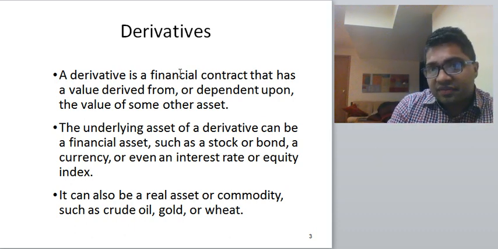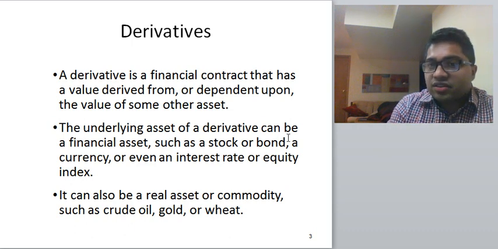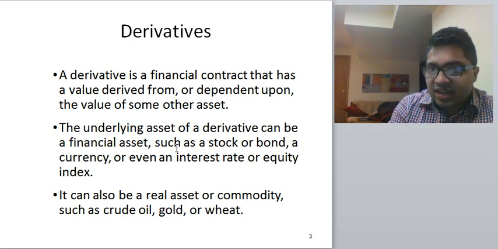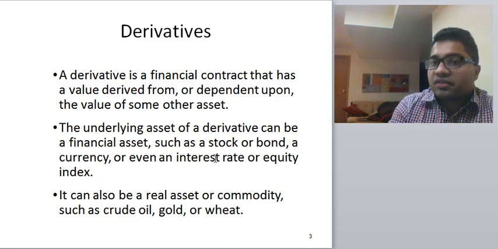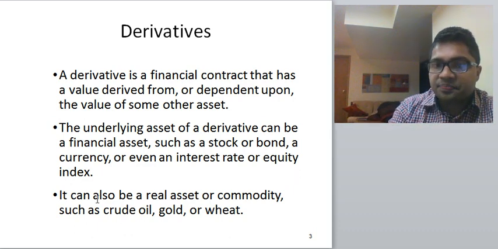So a derivative is a financial contract that has its value derived or dependent upon the value of some other asset. The underlying asset of the derivative can be a financial asset such as a stock or a bond, a currency, or even an interest rate or equity index. So you can have derivatives on financial products as well as on commodities. It can also be a real asset or commodity such as crude oil, gold, or wheat.